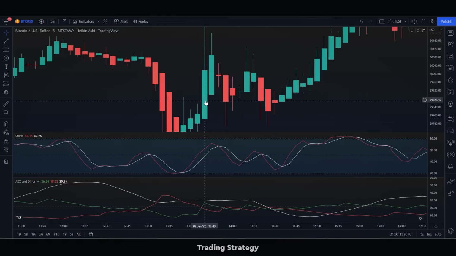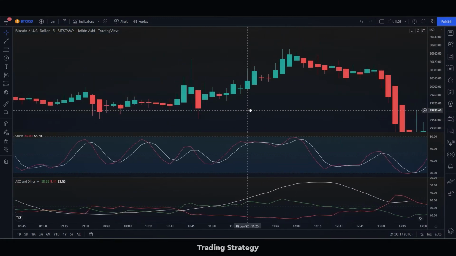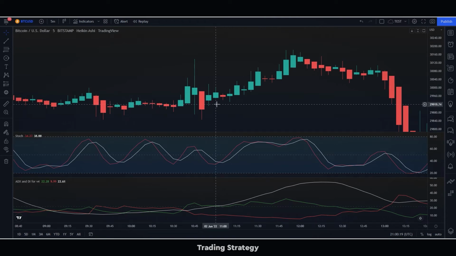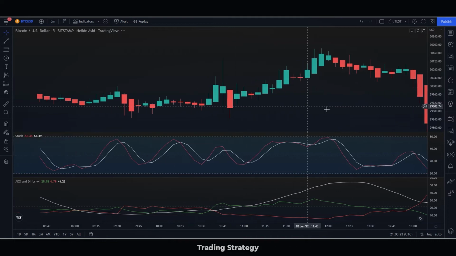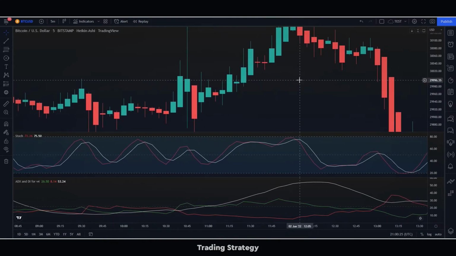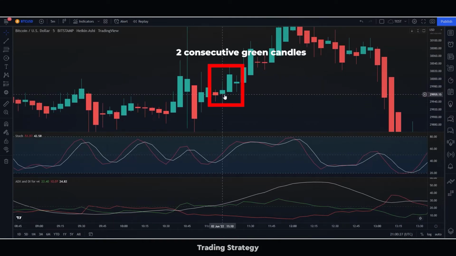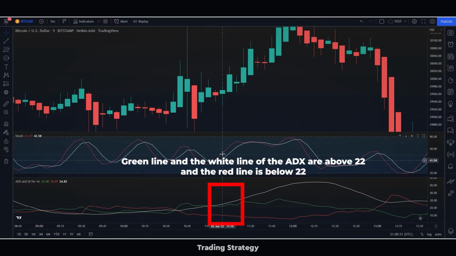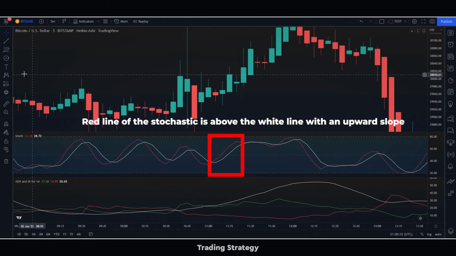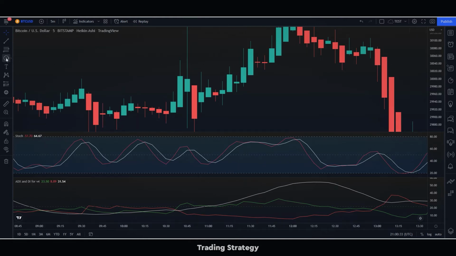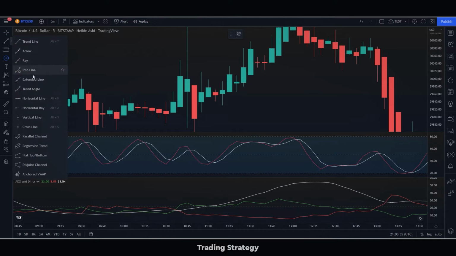To carry out a buy operation, we must find 2 consecutive green candles and make sure that the green line and the white line of the ADX are above 22, and the red line is below 22. If this is true, finally we must look that the red line of the stochastic is above the white line with an upward slope. If all this is fulfilled, we will carry out a buy operation.